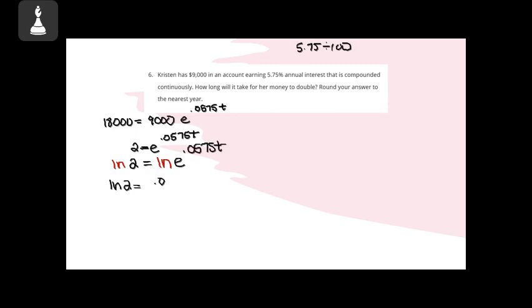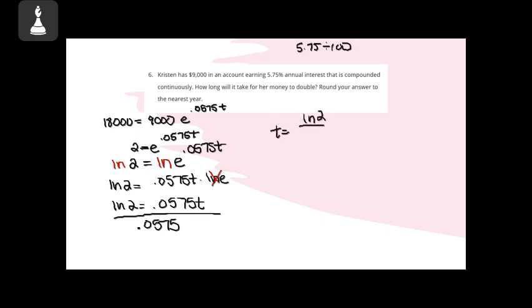0.0575t times the natural log of e, which we know cancels out to 1, so I don't need it there anymore. So I have natural log of 2 equals 0.0575t. If I want to solve for t, I'm going to divide by 0.0575. So natural log of 2 divided by 0.0575 gives me the answer of 12.05. So that's going to round to the closest year, which is 12 years.